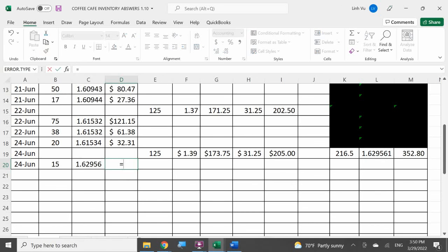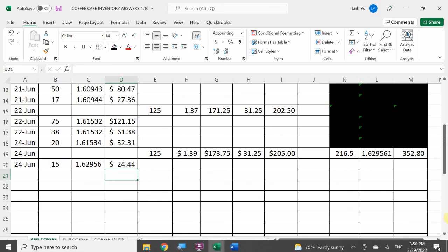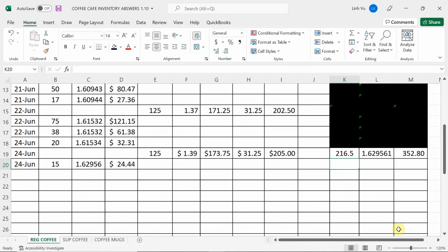Okay. What is my total cost of goods sold? If I sold a total of 15 pounds at $1.62956, 24.44. 24.44. So let's go ahead and update my inventory.